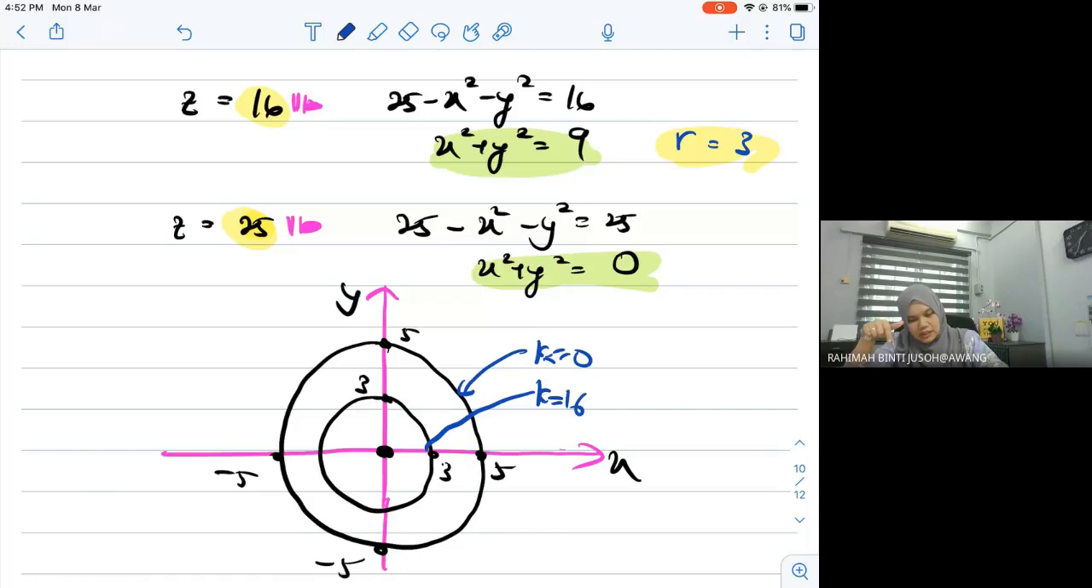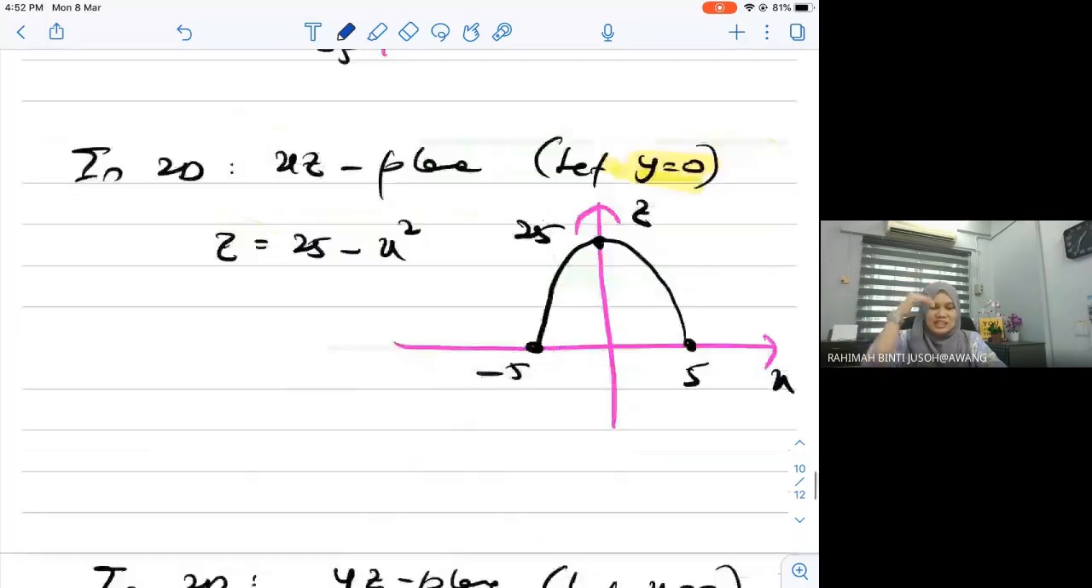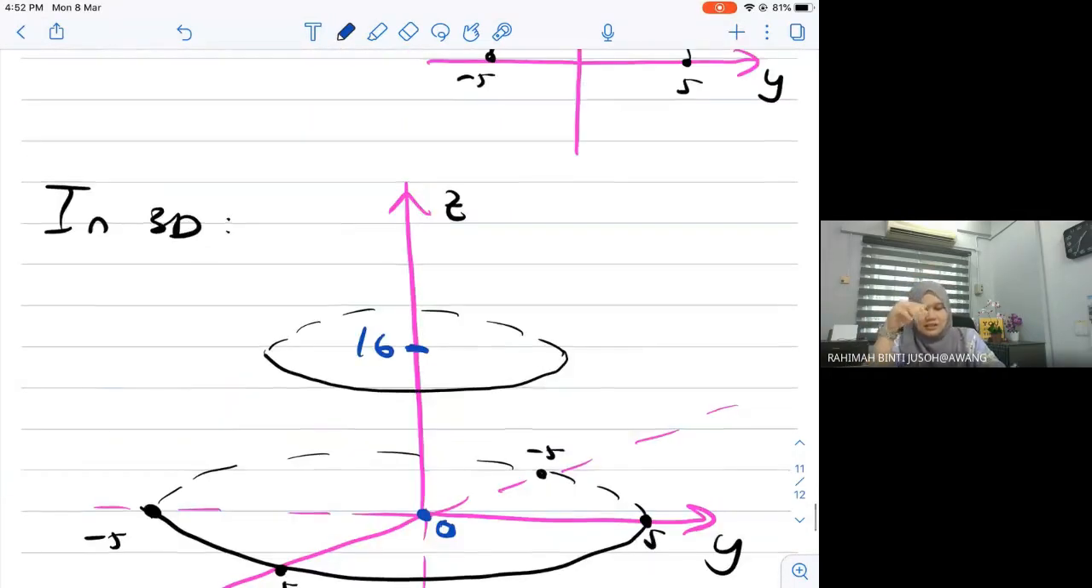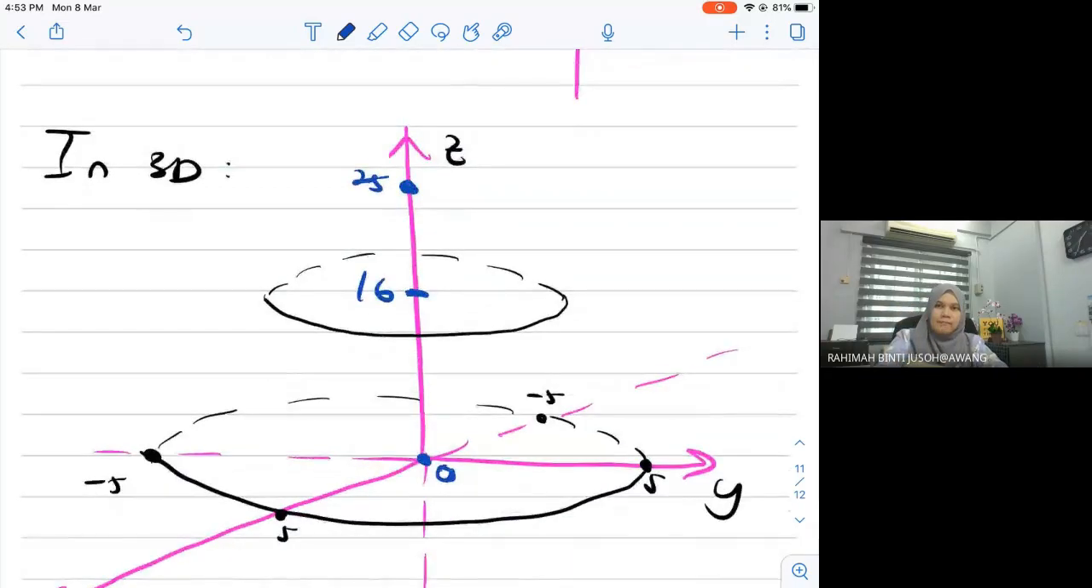And the last one ni, K equals to 25. So maksudnya pada tinggi paling highest sekali, Z equals to 25 ni, dia hanya ada point saja, titik saja. Okay, dot, dia tak ada radius. Because x squared plus y squared equals to 0. So hanya ada titik sahaja pada level Z equals to 25. Okay, understand this step? Boleh faham? Okay, good.